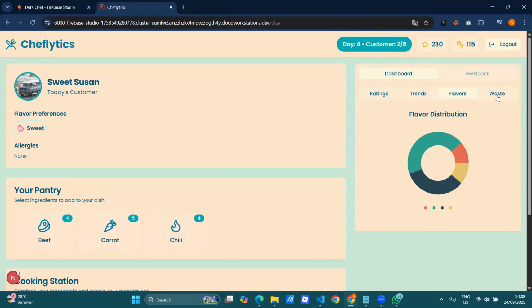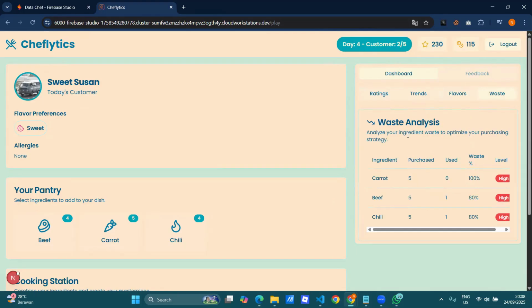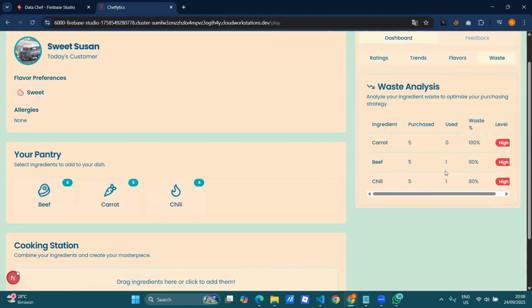And the last is waste analysis. Waste analysis shows the ingredients we buy a lot but don't really use. It helps us see where we are wasting points and how to spend more efficiently.